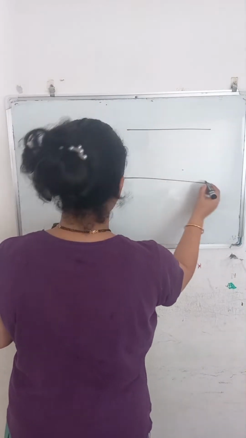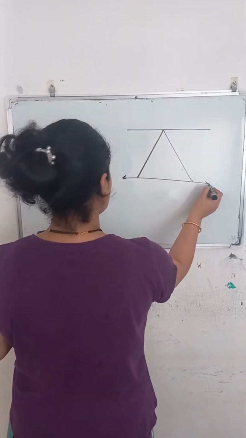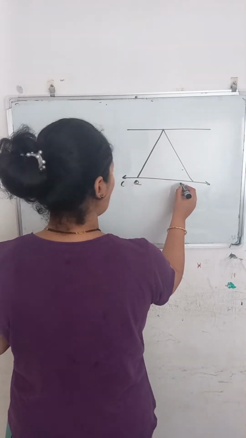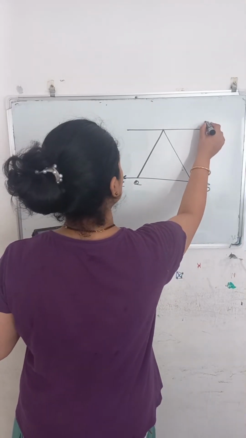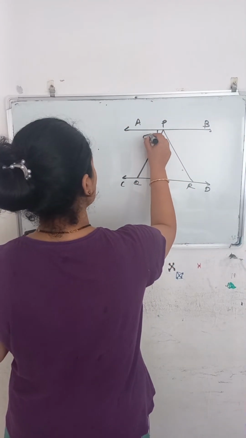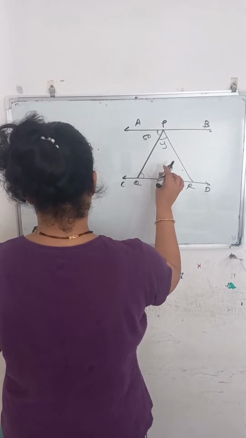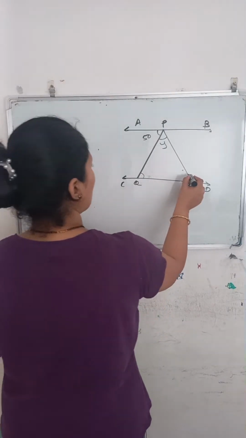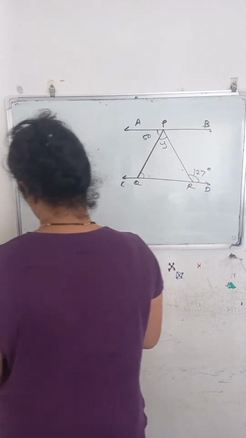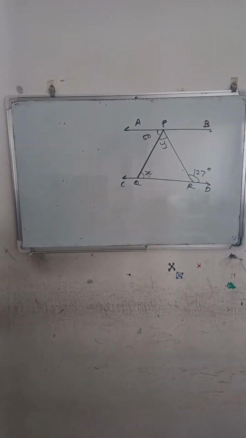I will draw the figure here and give you the clue, and try to find the answers. So C, Q, R, D, this is B, this is P, this is A. This is 50, this is Y, and PRD is also given as 127. They are asking us to find x and y. Try this question. Very easy, normal, very easy sum.